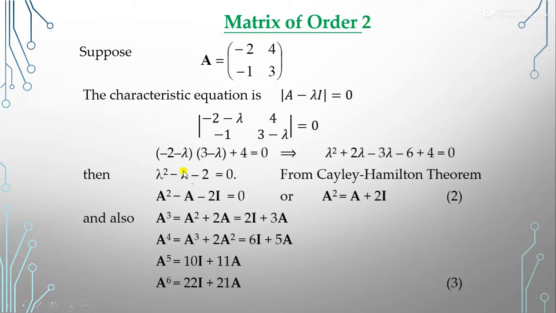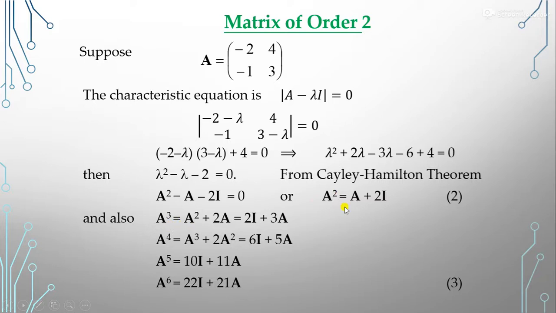We get the characteristic equation lambda squared minus lambda minus 2 equal to 0. Now by the Cayley-Hamilton theorem, matrix A satisfies its characteristic equation, so that is A squared minus A minus 2I equal to 0. Here we use the identity matrix because the constant term is a scalar quantity. Now from here we get A squared equals A plus 2I.